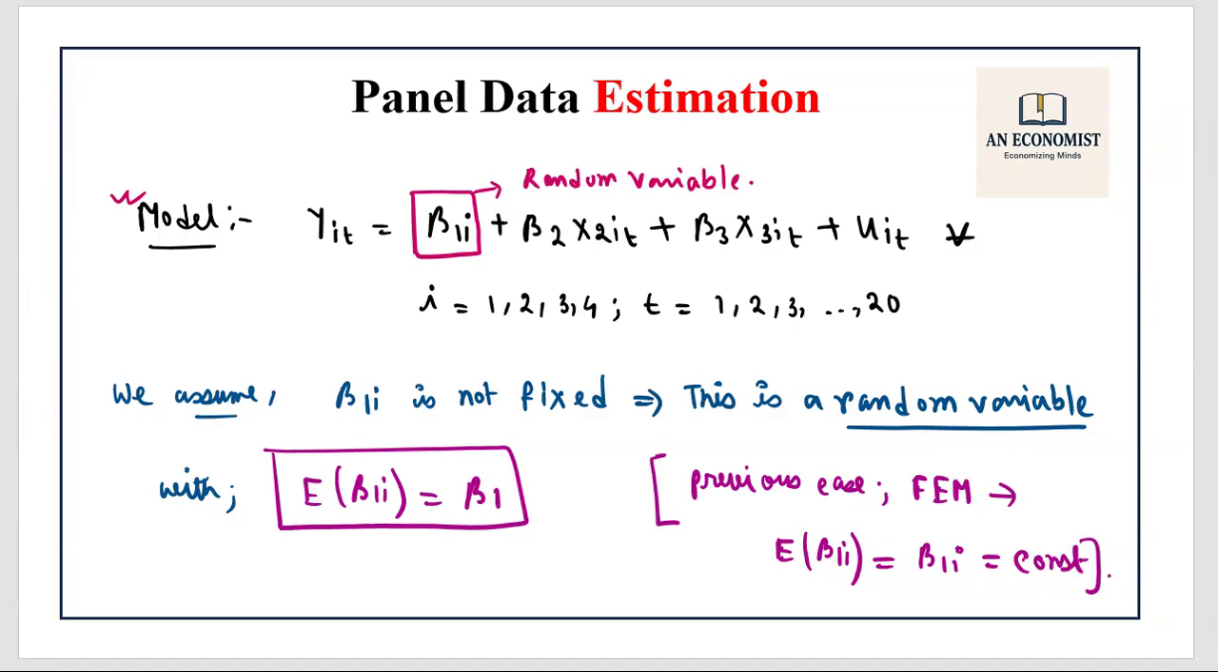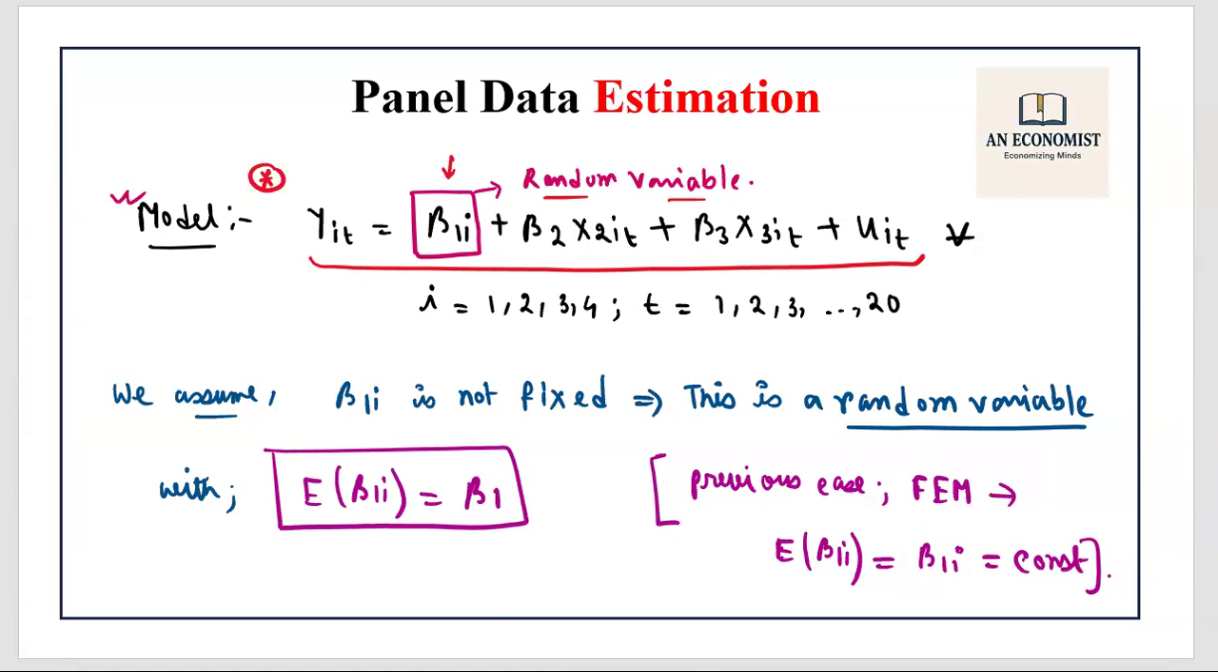So this is the main point of distinction that we must know. The structure of the model is absolutely the same as what we have done in the fixed effect model. We have again introduced the entity-specific heterogeneity through the varying intercepts. But the only point of distinction here is that this intercept is not a constant. Instead, it is a random variable.